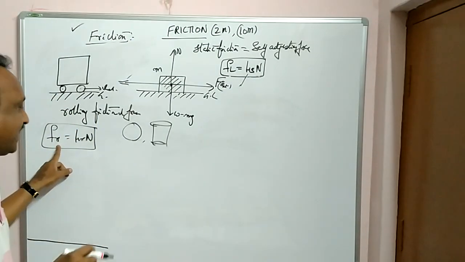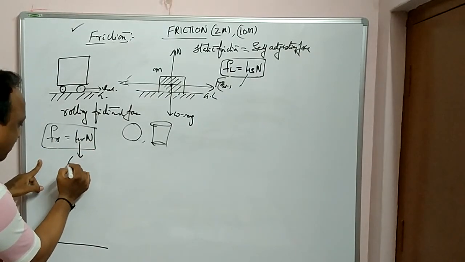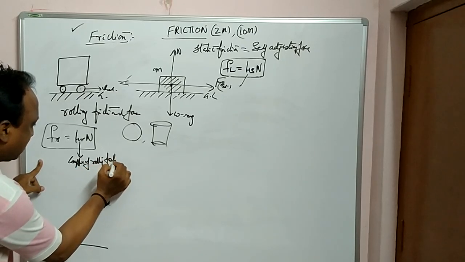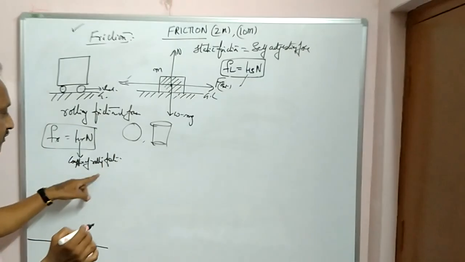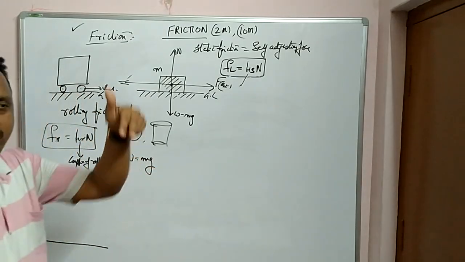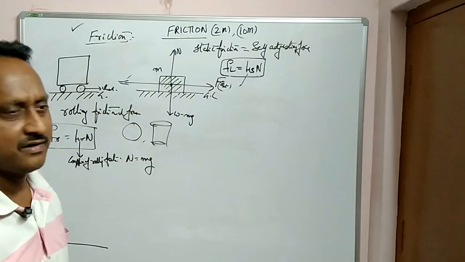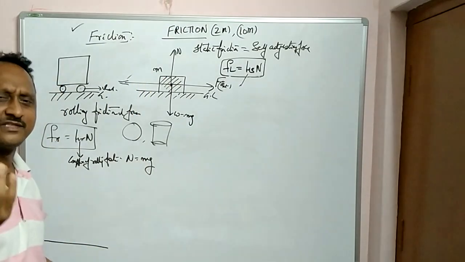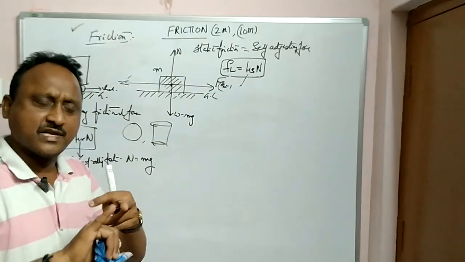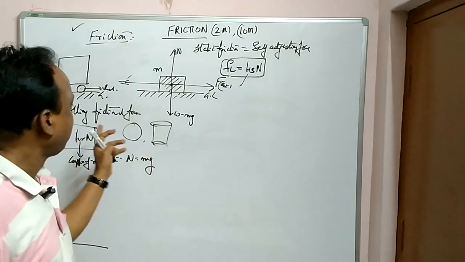Rolling friction also has a formula: Fr is equal to mu r into N, that is, rolling frictional force is equal to coefficient of rolling friction into normal force. As I said, on a plane surface the weight acts downward; on an inclined surface it will be the component of the weight, generally mg cos theta. Have you learned all the points now? Starting from static friction, limiting friction, kinetic friction, and finally rolling friction.